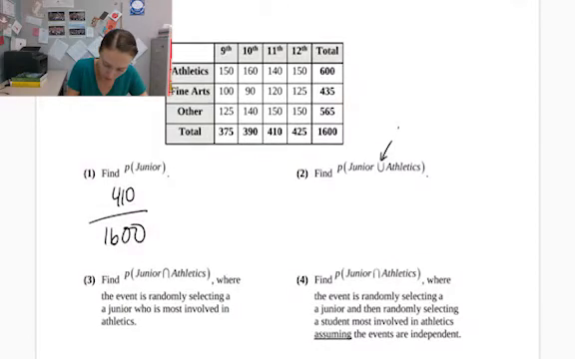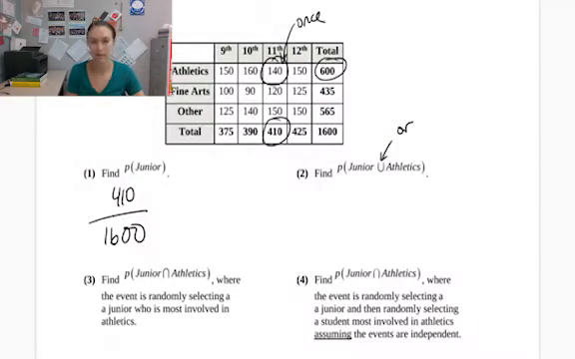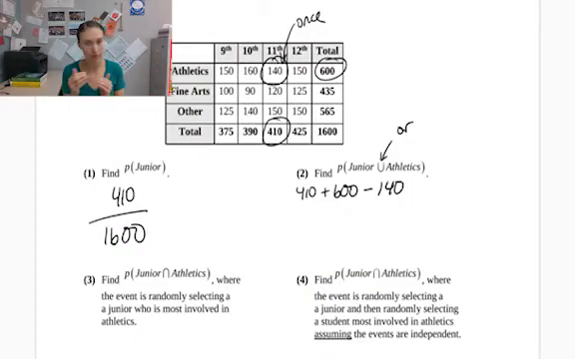Juniors or athletics. Remember, juniors or athletics means that I want all the juniors, I want all the athletes, but I only want to count this one once. We have to be careful. So we could do 410 plus 600 minus 140, because in the 410 and the 600, we've counted that 140 twice, over 1,600. Well, I think that that's probably the easiest way to do this.